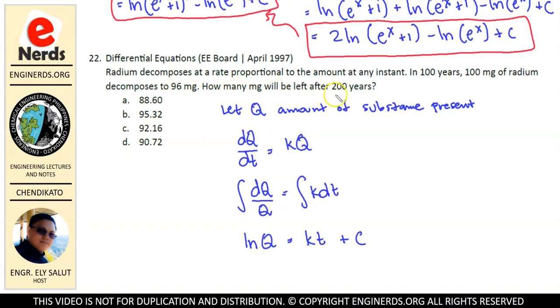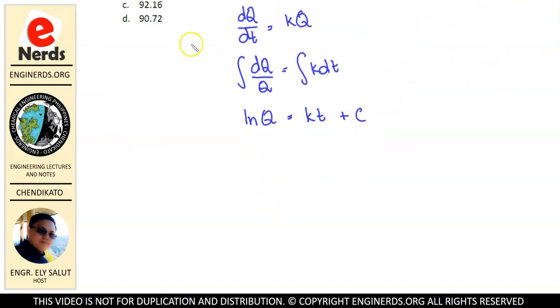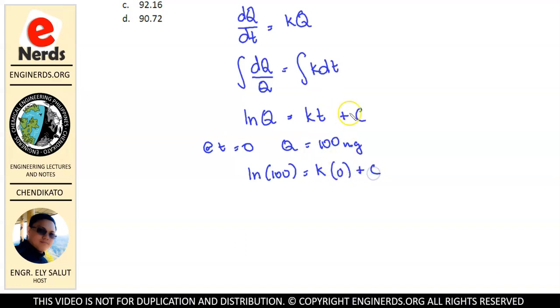How many milligrams will be left after 200 years? At time 0, we have 100 milligrams, right? So let us have that here. At time equal to 0, we have Q equal to 100 milligrams. Okay, so let us substitute that. We have ln Q, our Q is 100, and this is equal to K times T, our time is equal to 0, plus C.